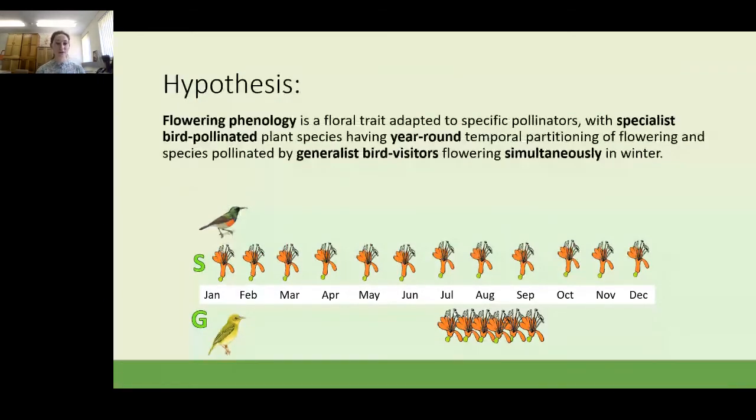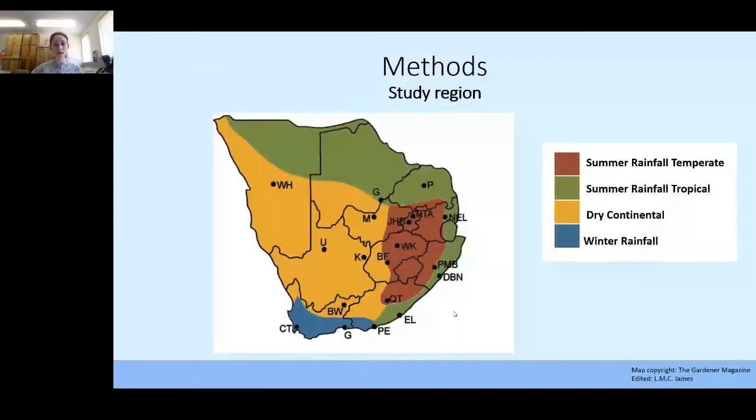So my hypothesis was that flowering phenology is a floral trait adapted to specific pollinators, with specialist bird-pollinated plants having year-round temporal partitioning of flowering, and species pollinated by generalist birds flowering simultaneously in late winter. My study was conducted in the southeastern summer rainfall region of South Africa.